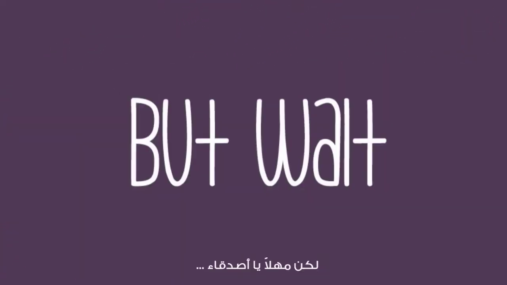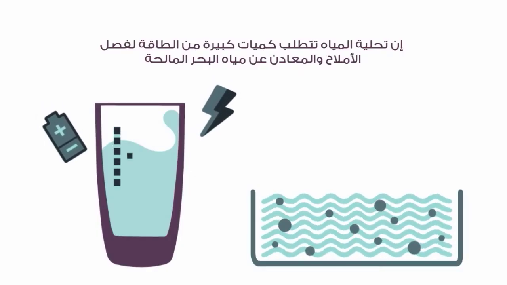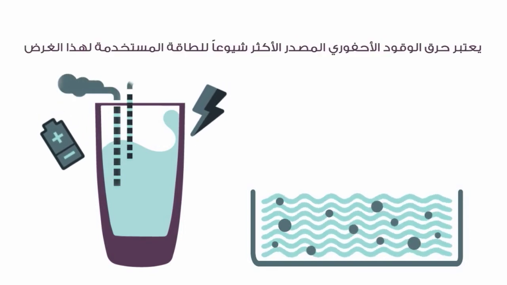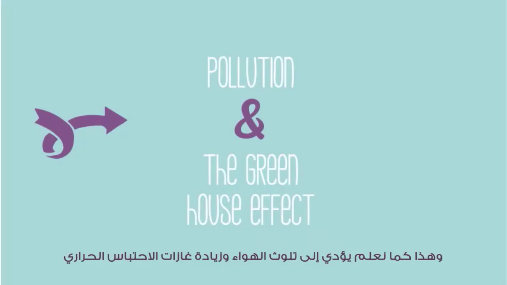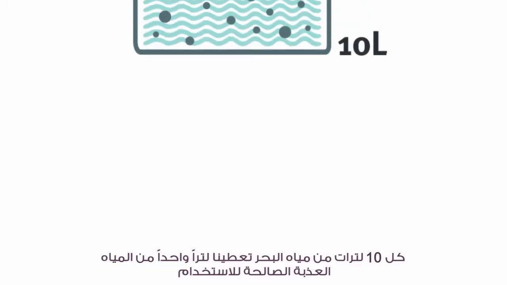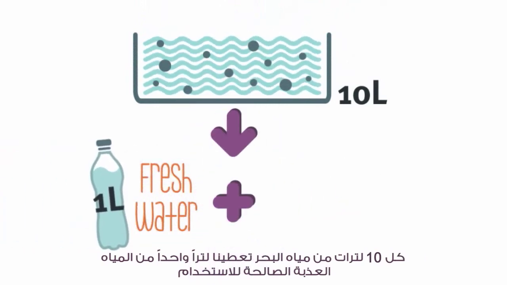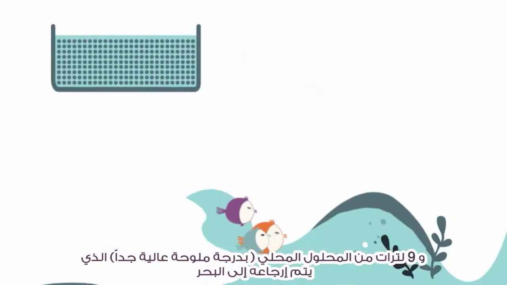But wait! This requires large amounts of energy to separate drinkable water from the dissolved salts and other minerals. Burning fossil fuels is the most common method of attaining this energy, which of course contributes to air pollution and the greenhouse gas effect. For every 10 litres of salty water extracted from the sea, we get 1 litre of fresh usable water and 9 litres of brine that we return to the sea.